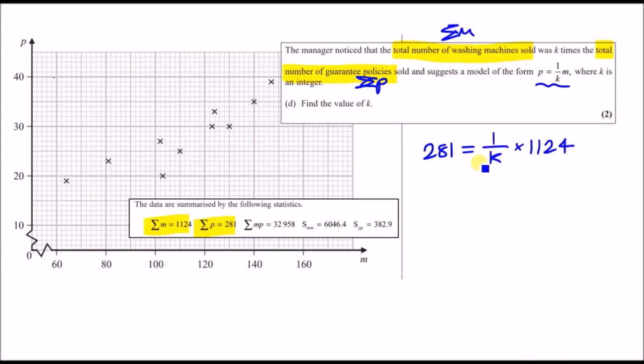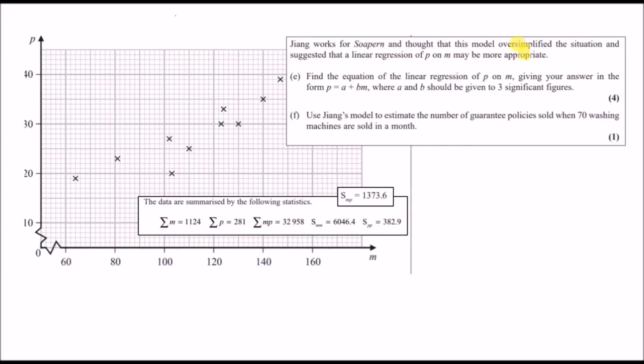1124. Now just rearranging this, making K the subject, all we do is multiply by K across and divide by 281. You're going to get K equals 1124 over 281. And when you put this in the calculator, you should get an answer of exactly 4. So all right, next bit.